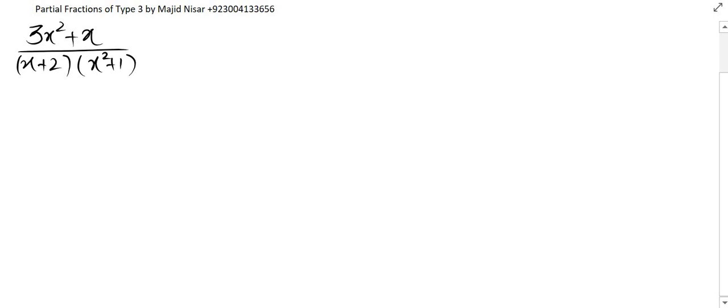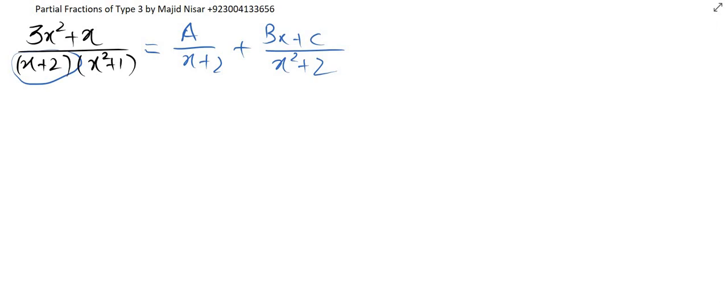We can write it as, because this is a linear factor, A over x plus 2, and the next expression is a quadratic expression, so we can write (bx plus c) over (x squared plus 1). Now we have to simplify it. How can we simplify? We can multiply the whole equation with x plus 2 and x squared plus 1.